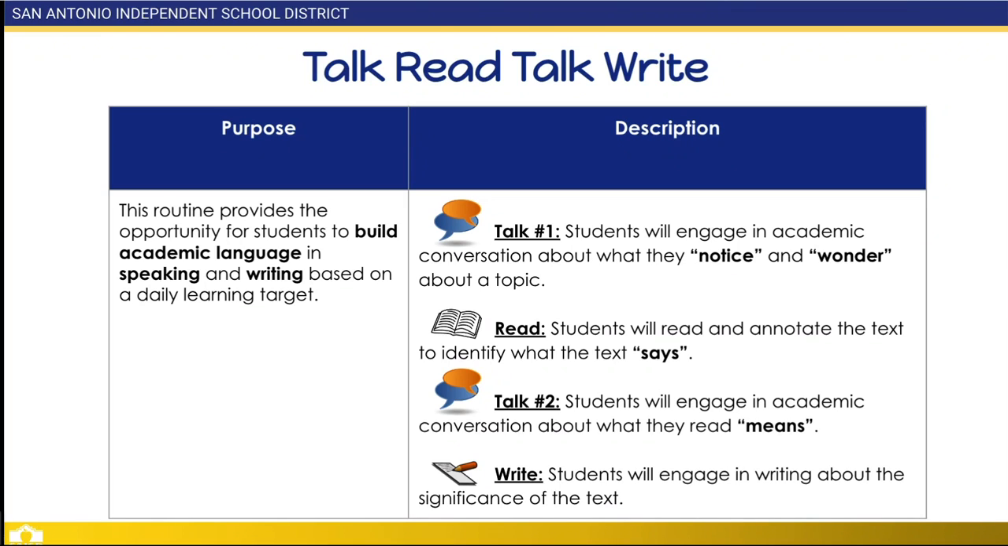Next, talk number 2. Students will then talk again and discuss what they read and discuss this in academic language. They might answer questions such as what they noticed about the picture, what they noticed about what they read, or what they read actually means. Next, students will write. Students will engage in writing about the significance of the text to extend their learning.